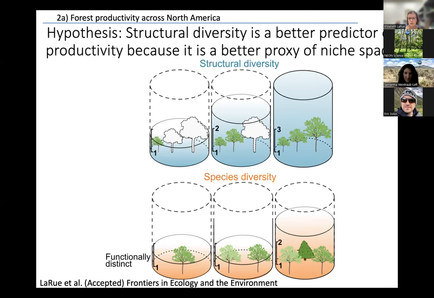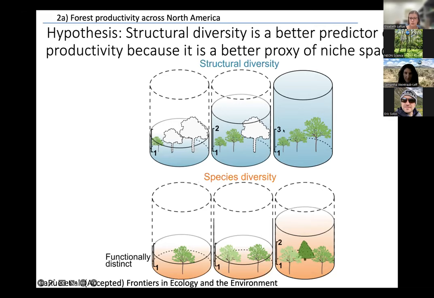In contrast, structural diversity measures a functionally distinct structural aspect of the ecosystem, where in the example under the structural diversity cylinders there in blue, as we increase the number of trees of different size, we have functionally distinct individuals that are using some niche axis, maybe something like light competition, and they're filling the niche space differently in such a way that it would promote ecosystem function more than an equivalent number of tree species in the example. So we wanted to test this hypothesis.